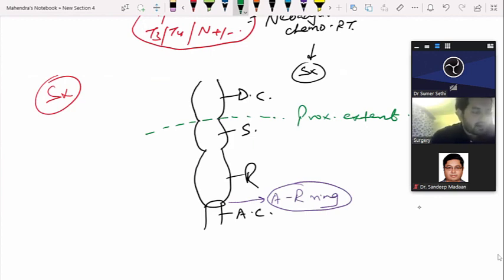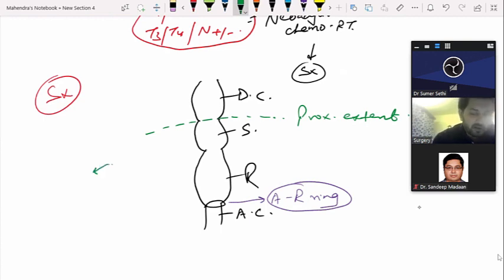Okay, in case of early cancer, you can go straight away with surgery, but in case of locally advanced cancers, you have to first give neoadjuvant chemotherapy and then go for surgery. Okay, so this is the proximal extent.